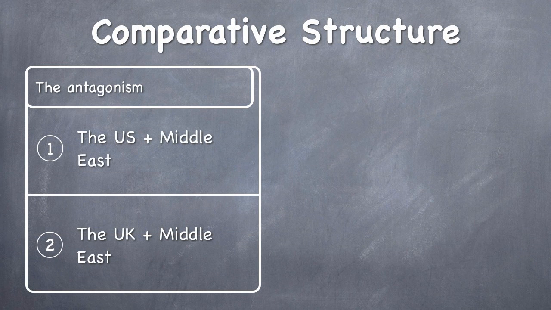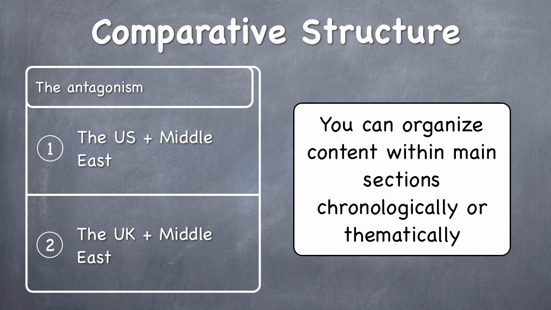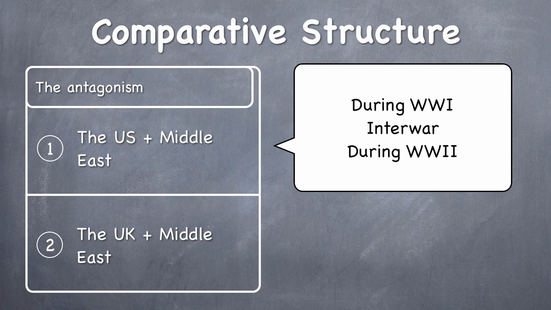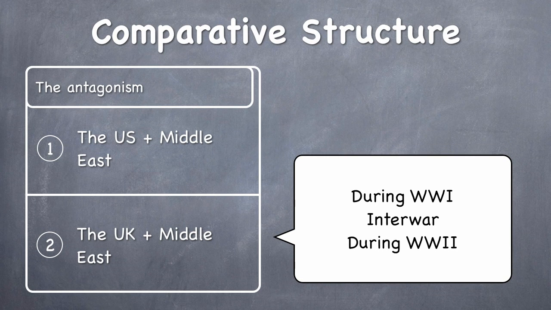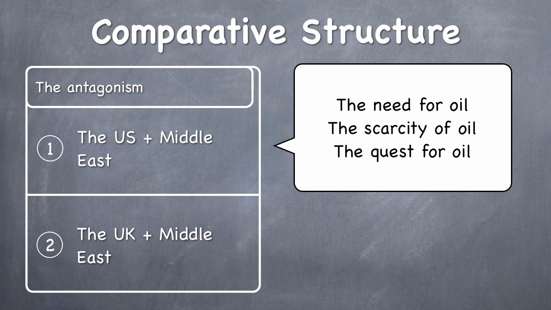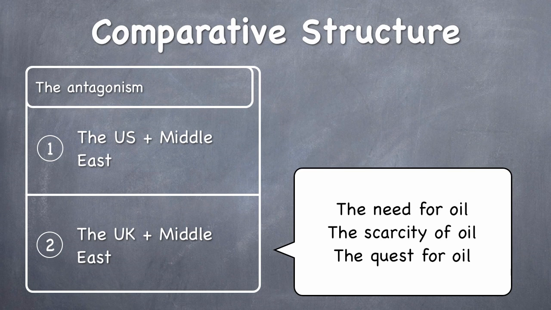Next, in our comparative structure, what can we do? Now, you can organize content within main sections chronologically or thematically. In section 1, you can talk about chronologically during World War I, interwar, and World War II. You can do the same thing in the second section. And again, you can use the thematic structure within your comparative structure and do the need for oil, the scarcity of oil, and the quest for oil in section 1 in terms of the US and Middle East. And you can do the same thing for the second section, for the UK and the Middle East.